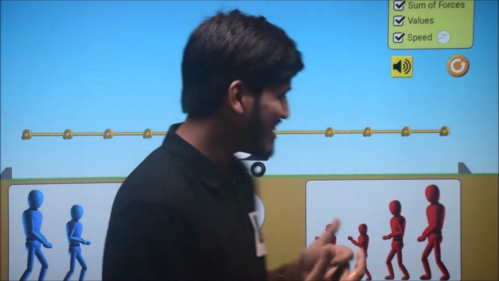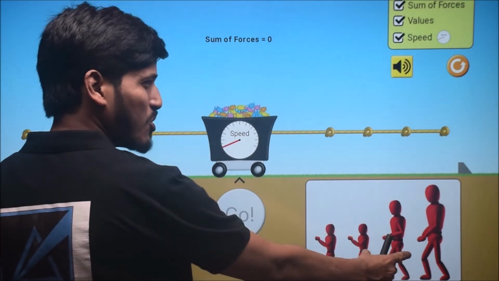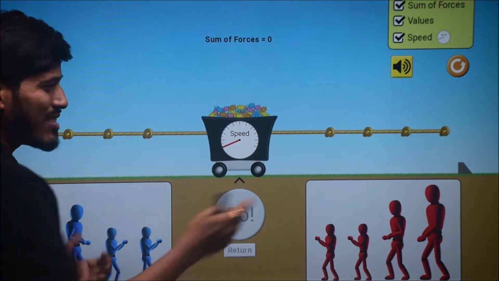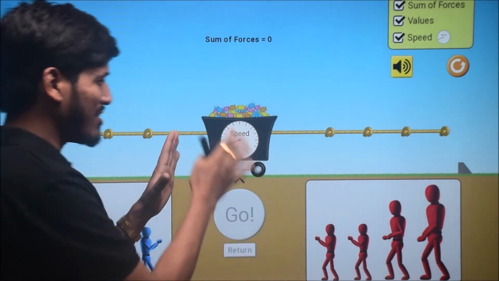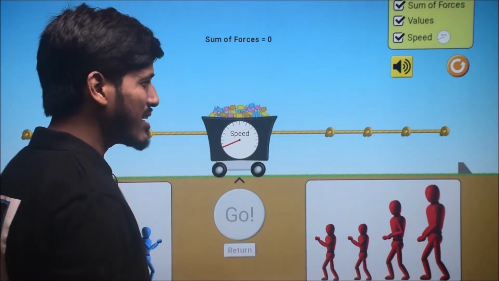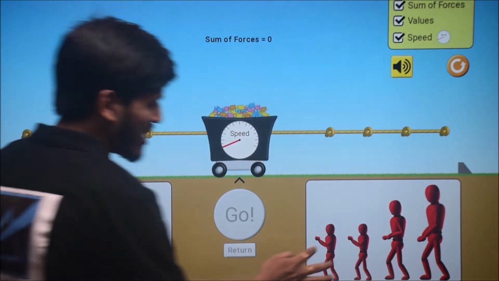So let us see. An object, two teams are there with red and blue. Sum of the forces is 0. They are not exerting any force on this object. As they are not exerting any force on the object, net force is 0, or sum of the forces is 0. Now try to understand.